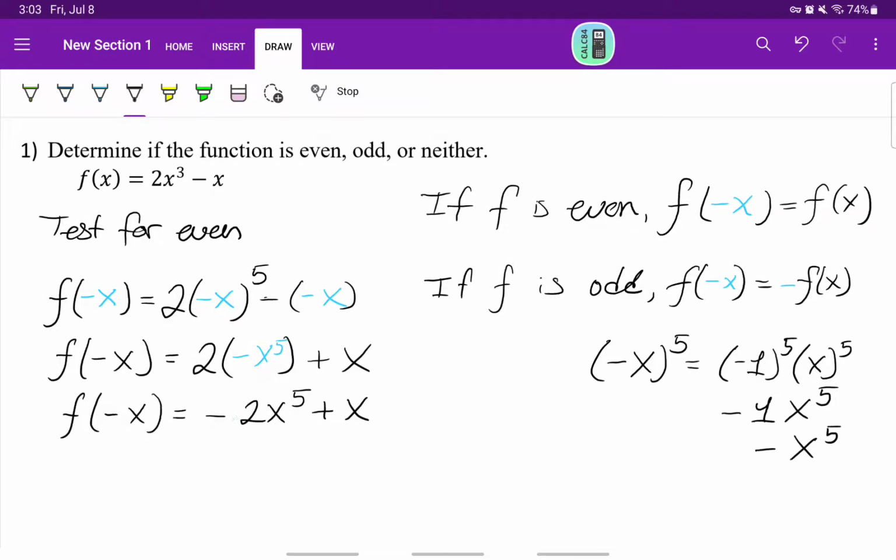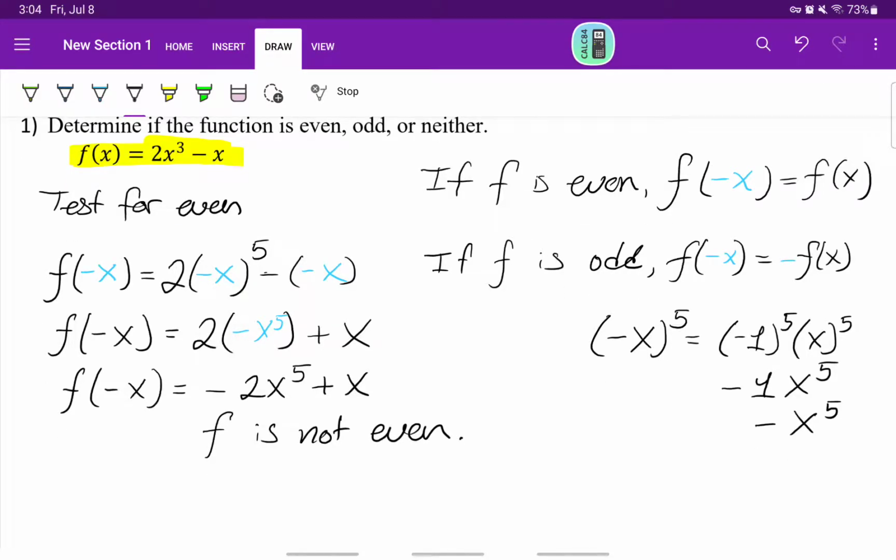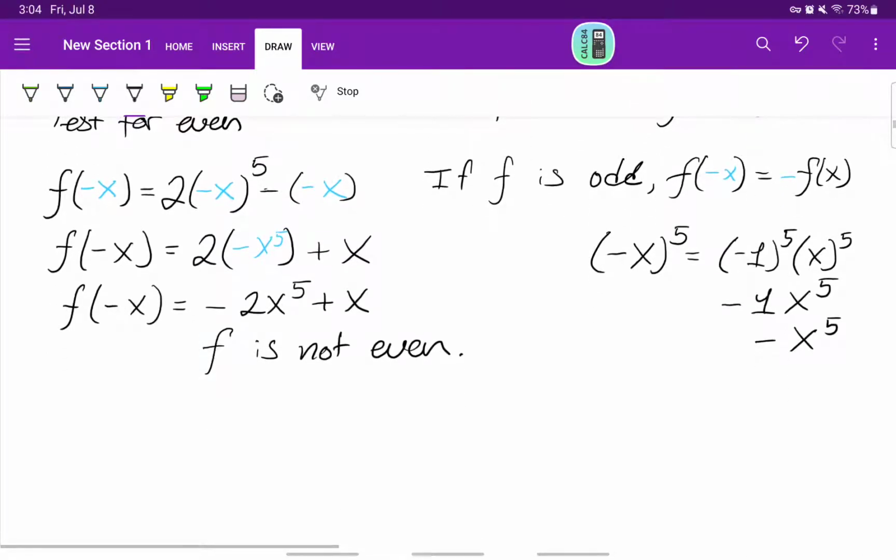And as we can see, f of negative x is not the same as the original function. Therefore, f is not even. So we're going to test the function for odd. Let's rewrite the original function down here. f of x equals 2x to the 5th power minus x.